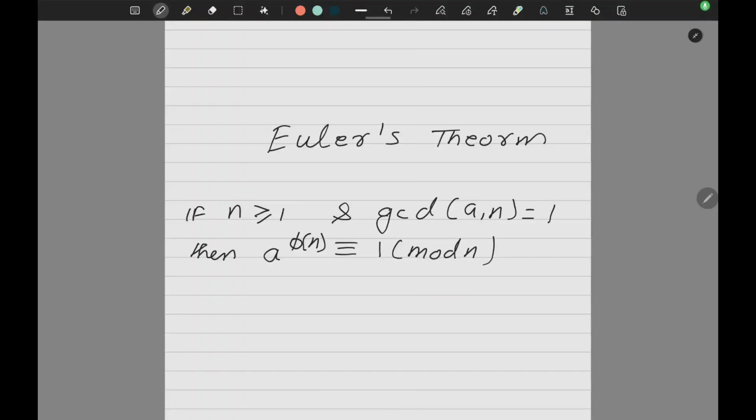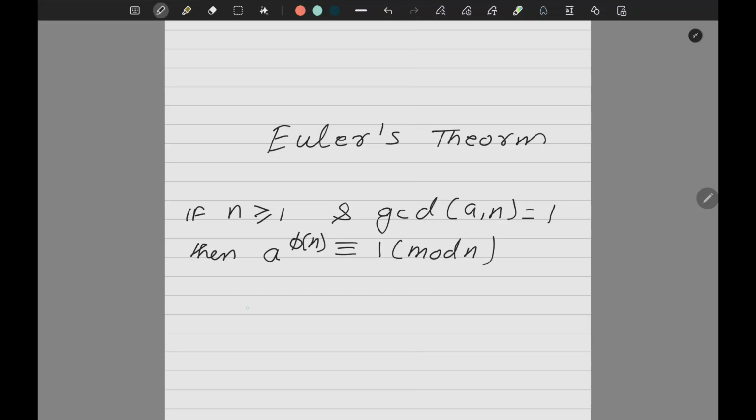Hello students, let us do a very important theorem called Euler's theorem. Now what is this theorem? It states that if n is greater than or equal to 1 and GCD of a and n is 1, then a to the power phi n is congruent to 1 mod n.